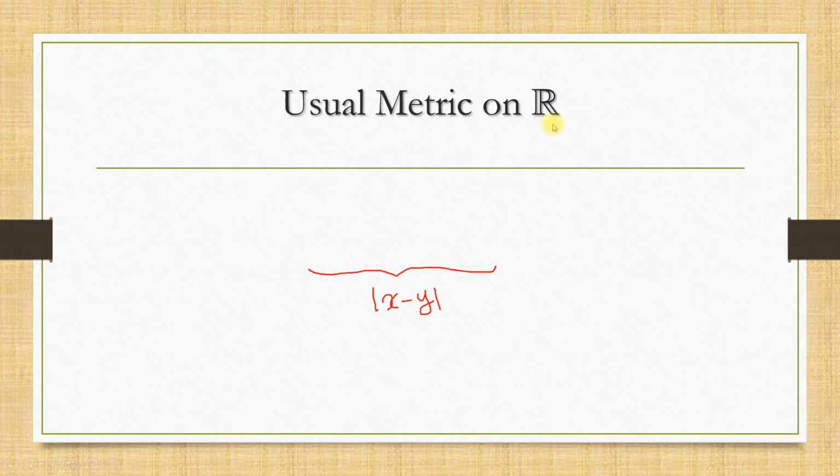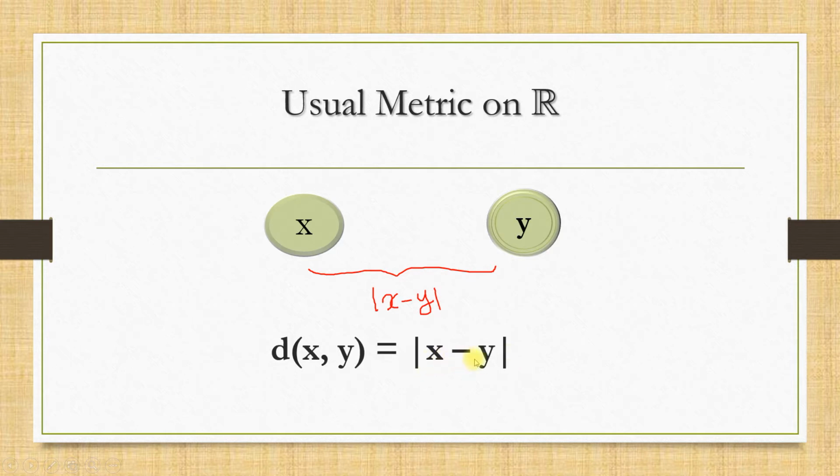Now the usual metric on R. So here also we consider two points x and y. Then we define the usual metric on R, d(x,y), by the absolute value of x minus y. That is the distance between x and y. This is the usual metric on R, the usual distance between the two points. If the two points are in the same position, we get d(x,y) equal to 0.